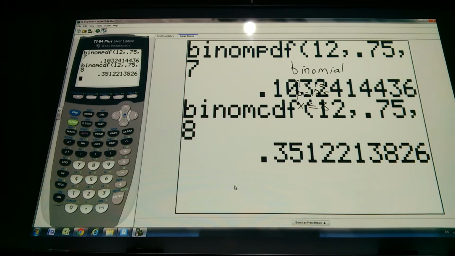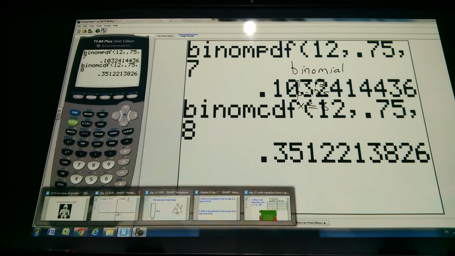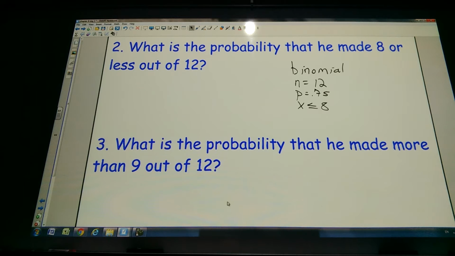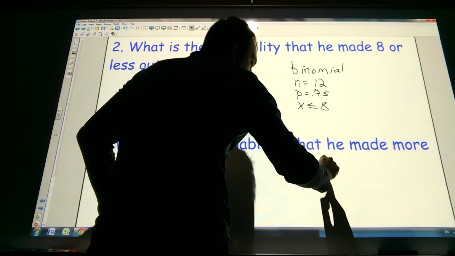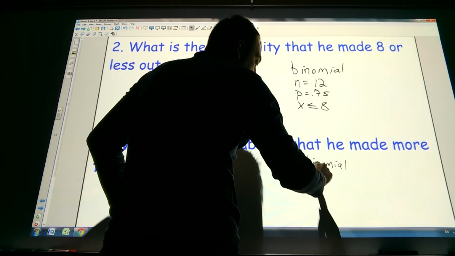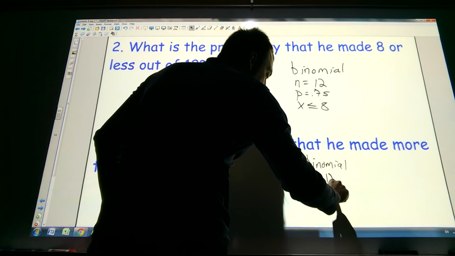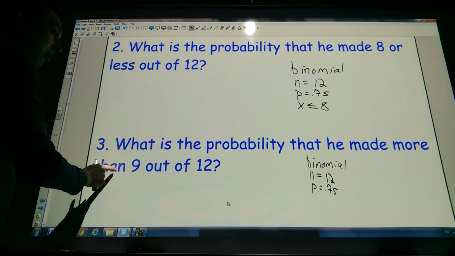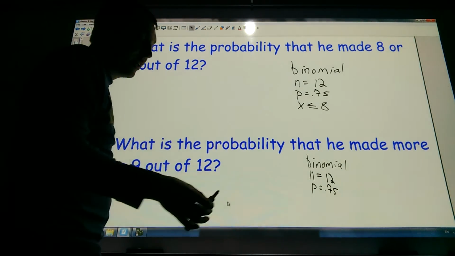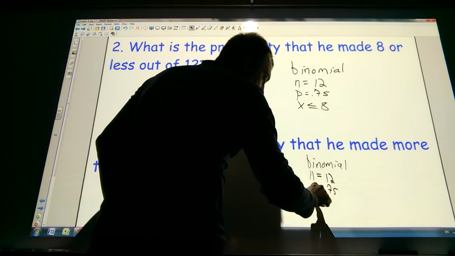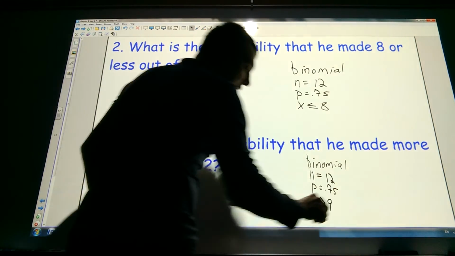Now the hard part is the next problem. And it's the last one. What's the probability that he made more than 9 out of 12? All right, so let's write down what we know. We know it's binomial. We know n equals 12. We're still shooting 12 shots. Probability he makes a shot is still 75. And this one is more than 9. So you could do multiple of these. We're not including 9. So this is x greater than 9.